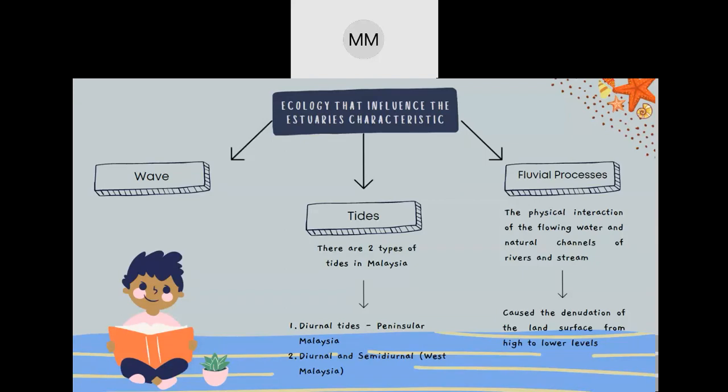Fluvial processes are the physical interaction of the flowing water and natural channels of the rivers and streams. Fluvial processes cause the denudation of the land surface from high to lower levels. What is denudation? Denudation is where the transport of rock occurs. For example, transportation occurs because of ice, water, or wind and wave. Next.